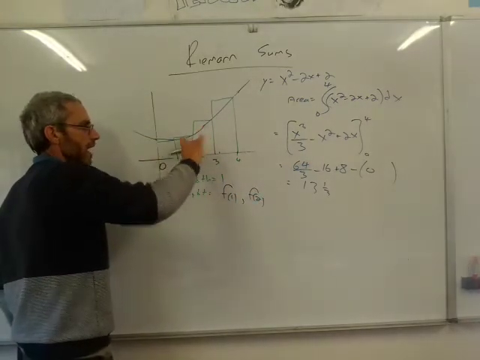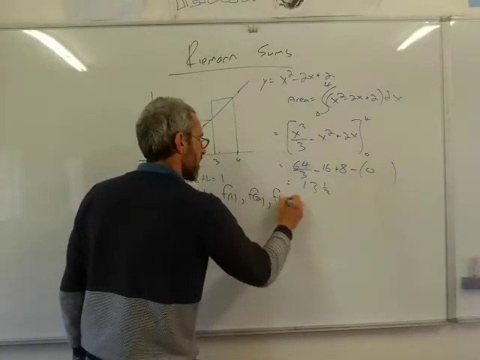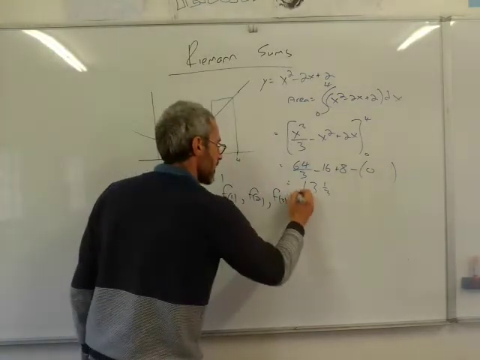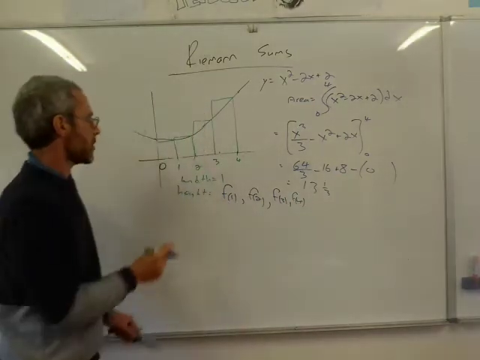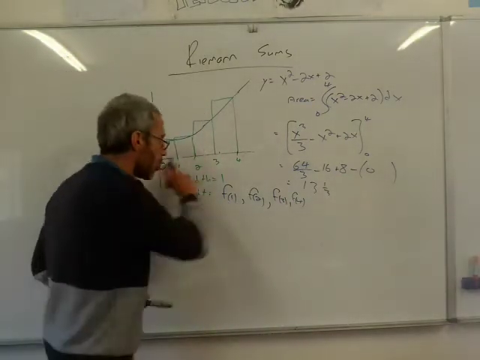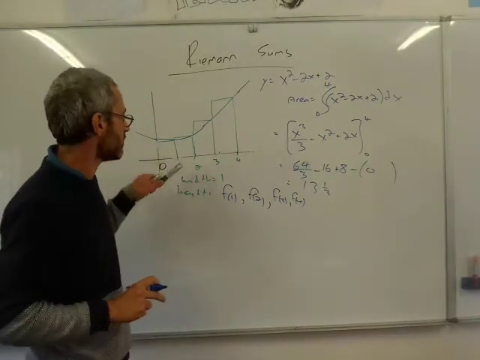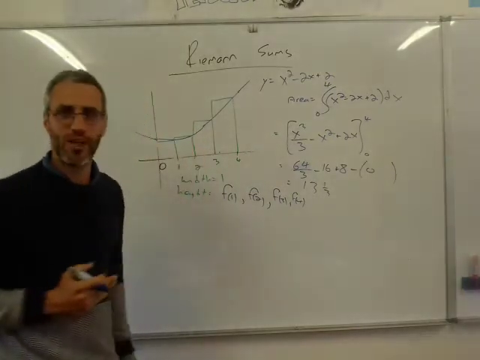Height of the function at 2. And then, therefore, the height here will be f of 3, and here it will be f of 4. So we found the width of each block. It's the same, and that's a very crucial part. All the widths are the same. The height is different. The height is the value of the function on the right edge of that block.